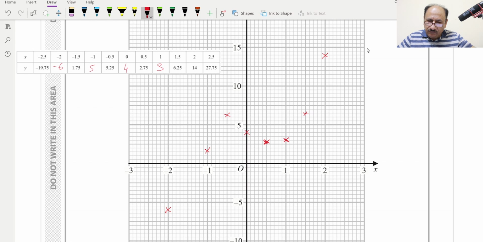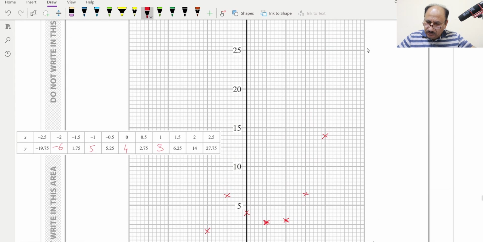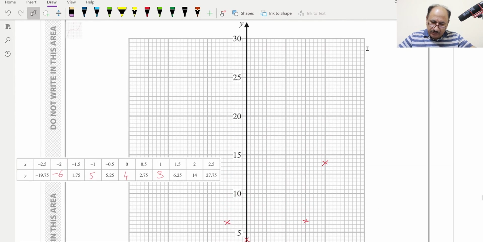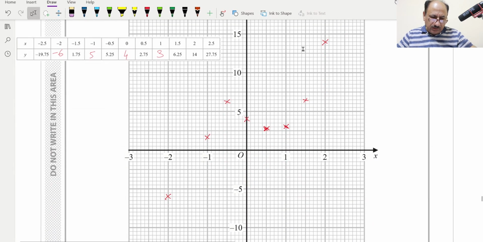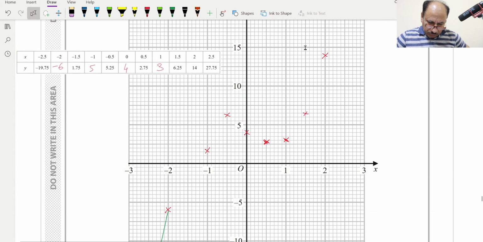Last is 2.5 and 27.75. 27.75 will be around here. So now we have marked the points. After marking, we have to basically draw the smoother curve. So to draw the curve, we will try to draw it as smooth as possible. So we can move like this one.